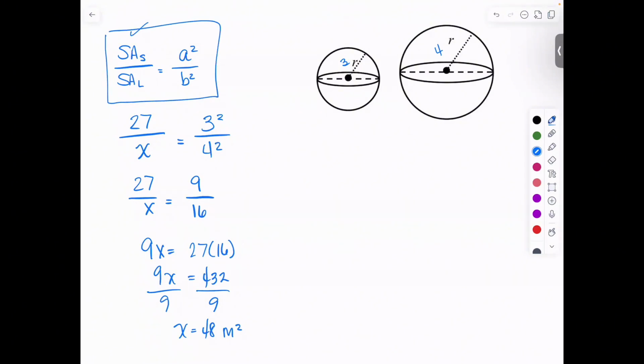For volume, we would just take the volume of our smaller sphere compared to the volume of our larger sphere, and then look at the ratios of their radii, respectively, A and B, but we have to cube it instead of squaring. So there you have it.